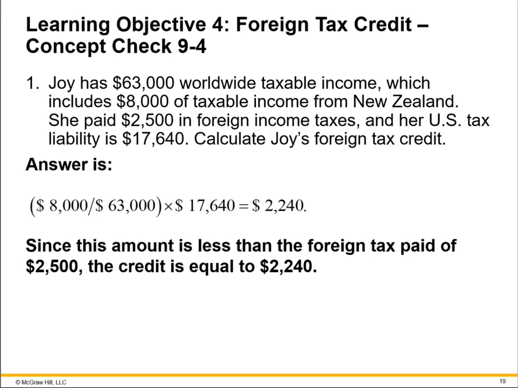So if Joy has $63,000, $8,000 from New Zealand. She paid $2,500. Tax liability is $17,640. So we go $8,000 divided by $63,000. That's the percentage of our income that we earned in New Zealand. We multiply it by our total tax liability as if it all got made in the United States. Okay, we get $2,240. That's less than what we actually paid, and so that credit is $2,240.